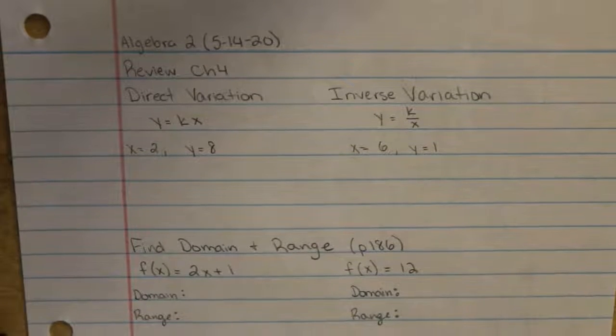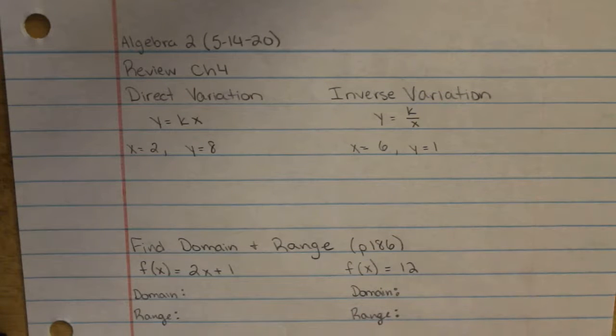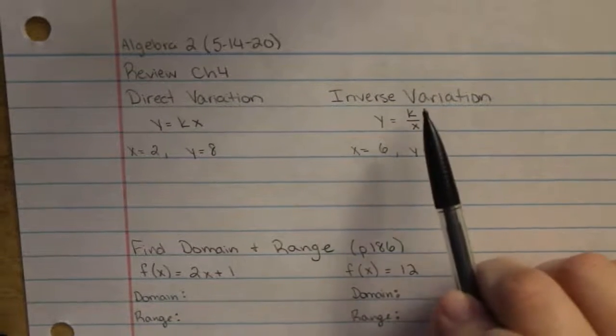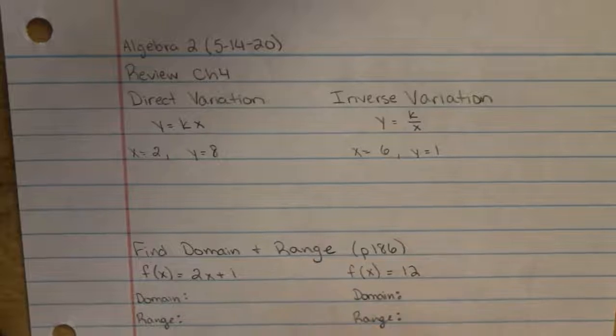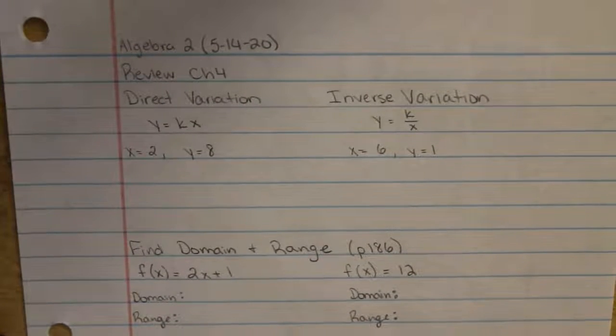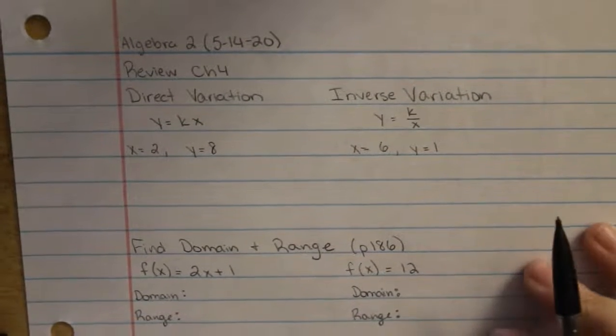Okay, in Algebra 2, if you can't tell, I've been kind of doing a review of chapter 1, review of chapter 2. I'm going over some of the really basic information from that. So in chapter 4, I picked to do direct and inverse variation and then some domain and range, but I did simplify the domain and range. I'm only doing the more common problems that you will see.